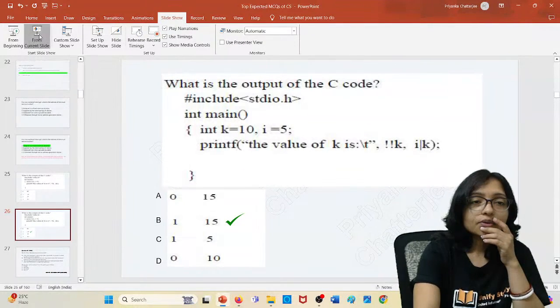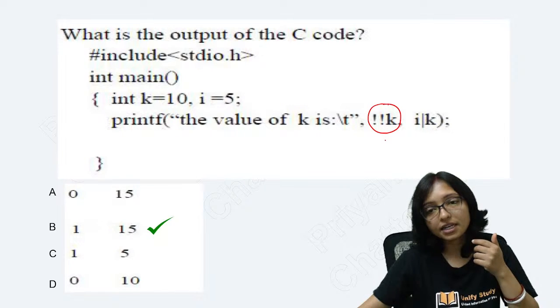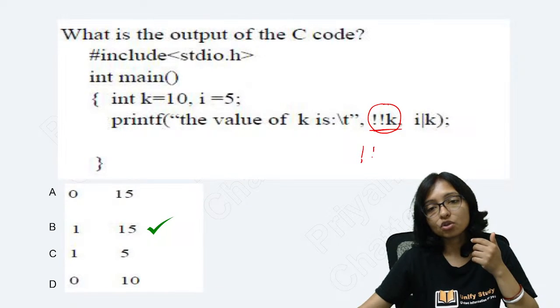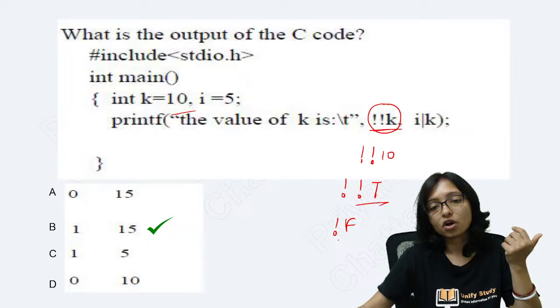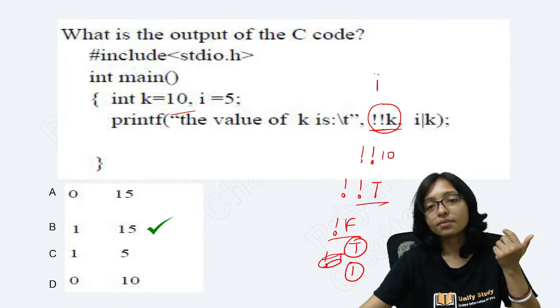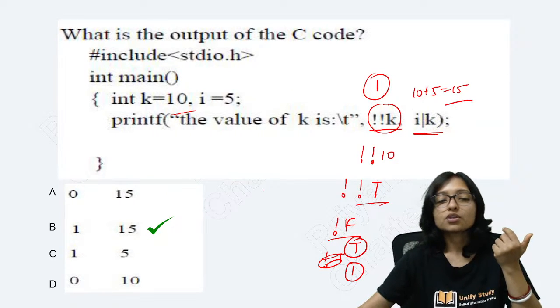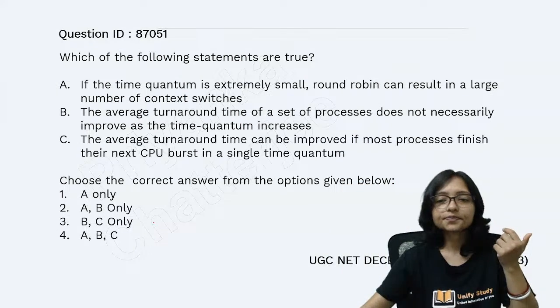So here, what is the answer? Here 15 is the answer, because this is negation. Not k, where the k value is 10, is not true, since anything other than 0 is true. Not true means false, and not false means true, and true means 1. So from here I will get 1. And this is or, meaning 10 plus 5, that is 15. So your answer will be 1 and 15. That is the correct answer.